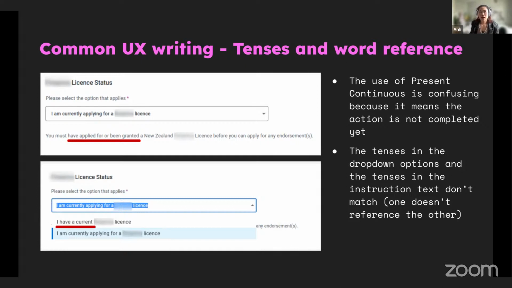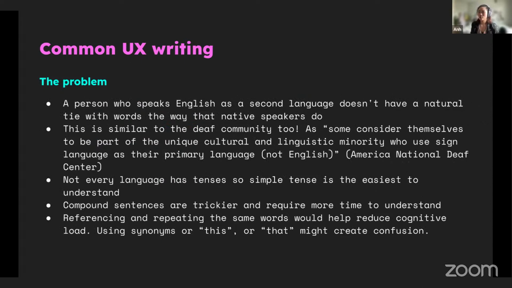I talked to a friend of mine who is a developer, and she was saying, if there are only two options, why use a drop down? That's another UI question I have for this form. There are just so many things that make this confusing, and not helpful for me in filling out and finishing this. The problem is that a person who speaks English as a second language doesn't have a natural tie with words the way that native speakers do.